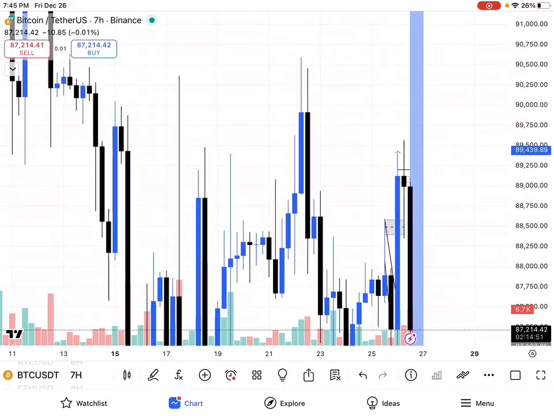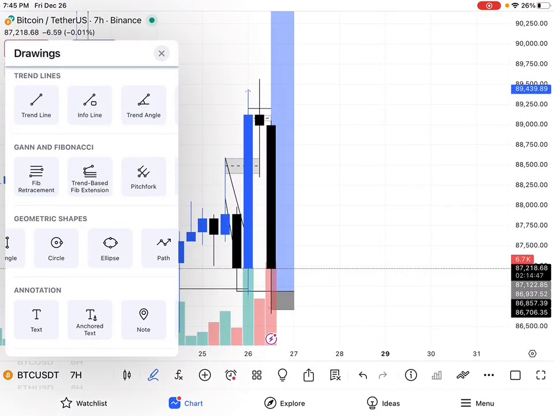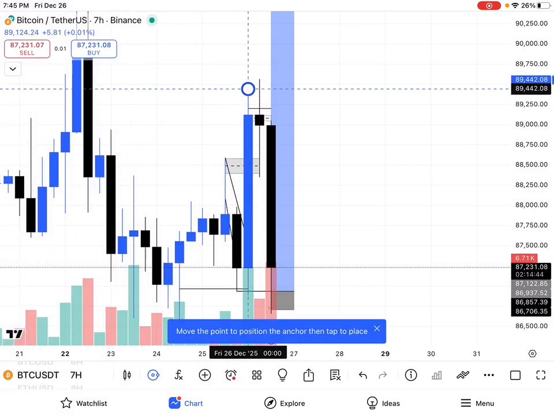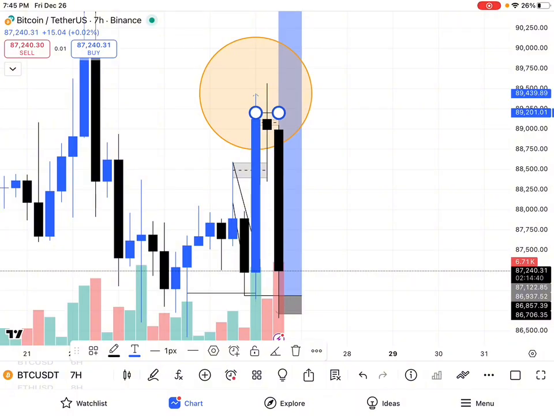So this is a model one right here. This right here is a model one. Yeah, so this candle formation right here is model one. You understand?